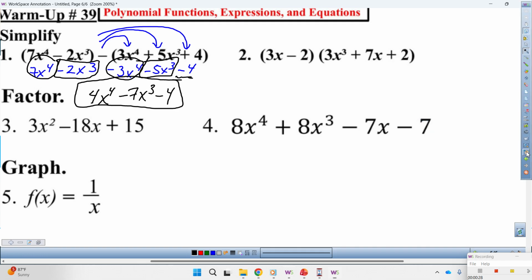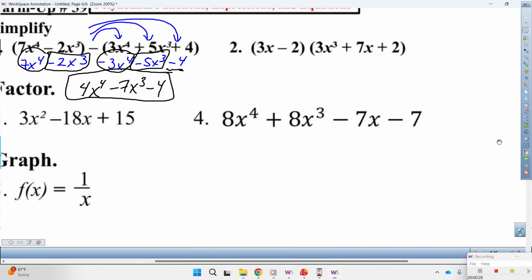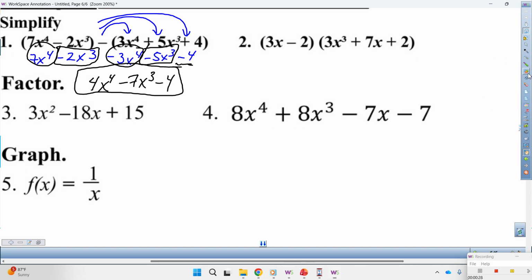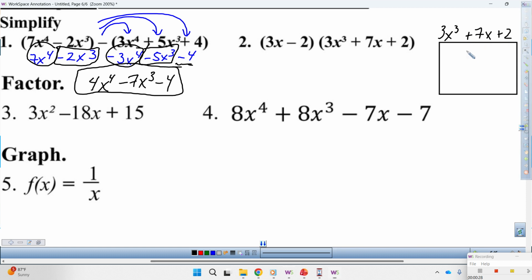All right. Next, go to number 2. And I said I like to use a rectangle for number 2, just to keep me organized. That's just me. And I'm pretty sure for some of you it works the same as well. So I write the longer one on top, 3x cubed plus 7x plus 2. Draw a line down after the 3x cubed and a line down after the 7x. Then we write the first binomial on the side. We got 3x and negative 2. Draw a line across after the 3x.